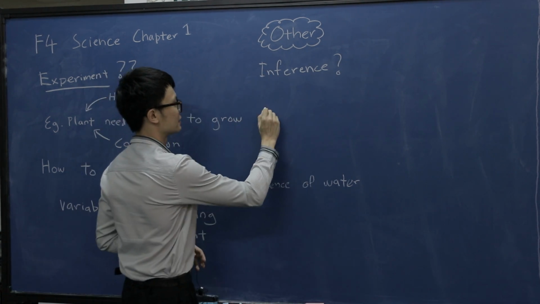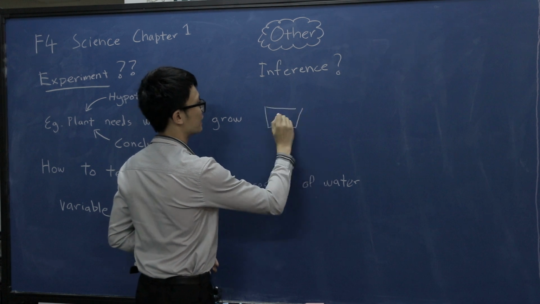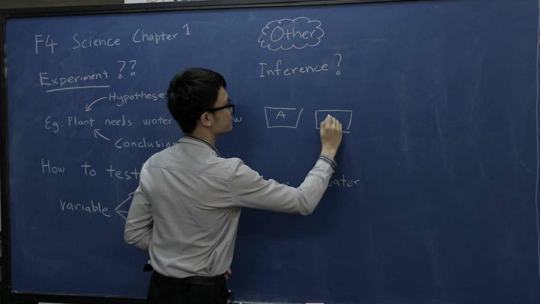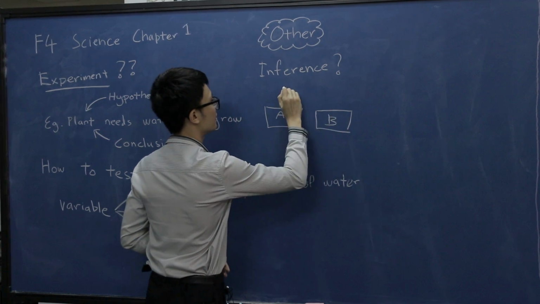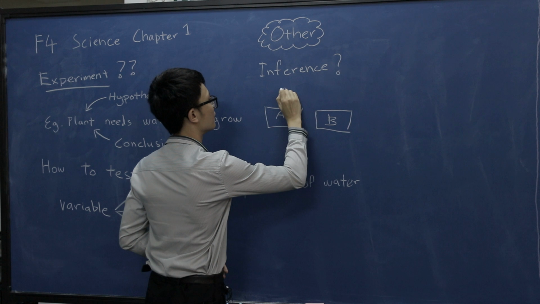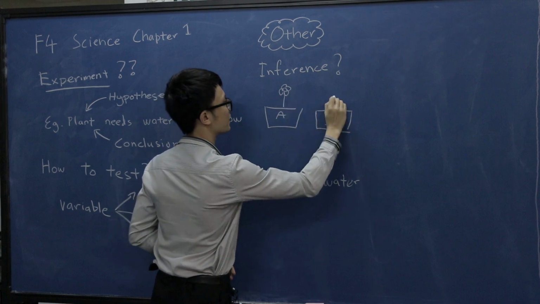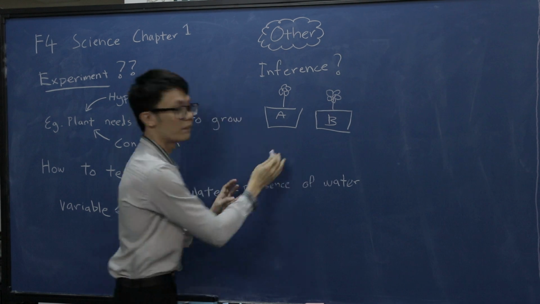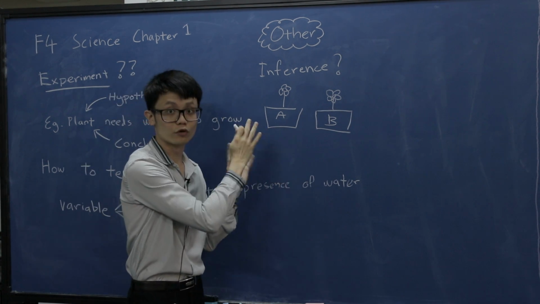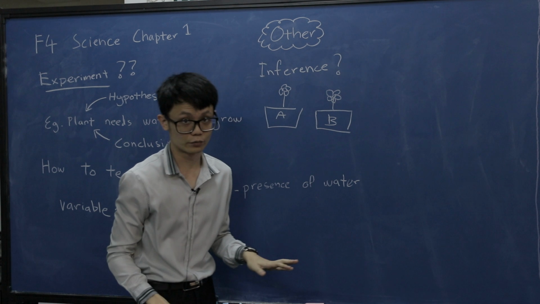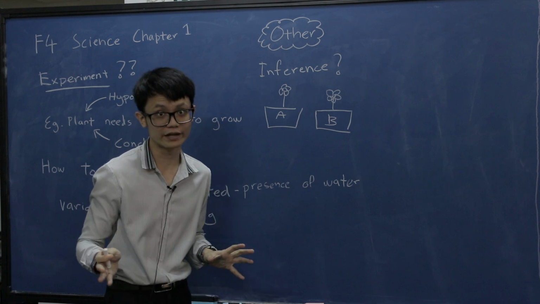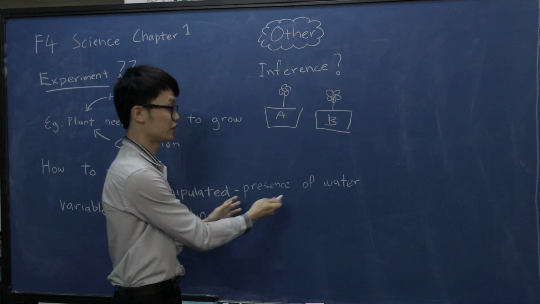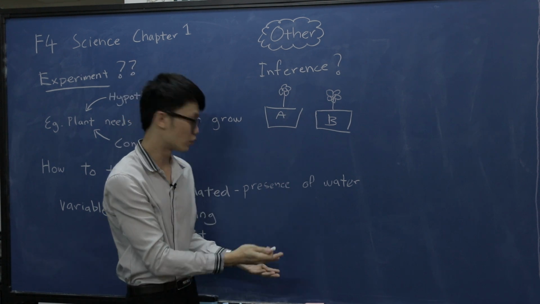Why do I say this? Let's say this is plant A and this is plant B. How can we do this experiment? Plant A we are going to put water, and plant B we are not going to put water, and we are going to leave it for a few days to test whether plants really need water to survive. So the thing that we want to change is the presence of water.